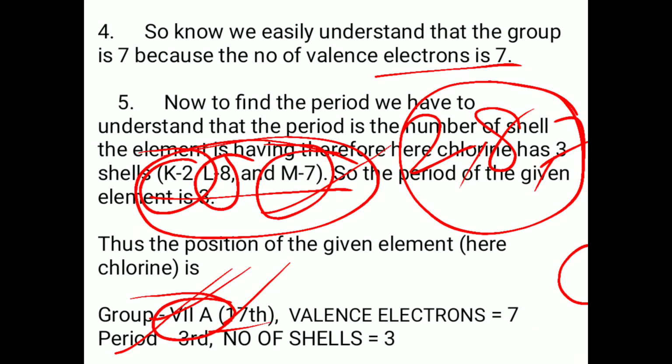In case of carbon, I have always said that carbon has the atomic number 6, so 2 and 4, so the group number will be 14, and there are only 2 shells, K and L. So that is why carbon will reside in the second period. Hope you guys have understood this well enough.